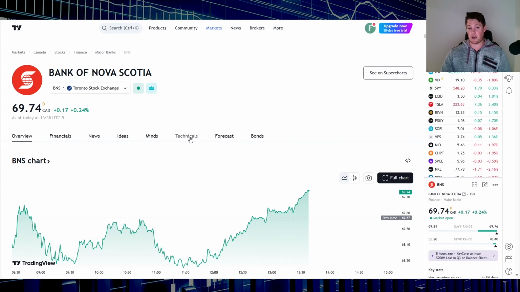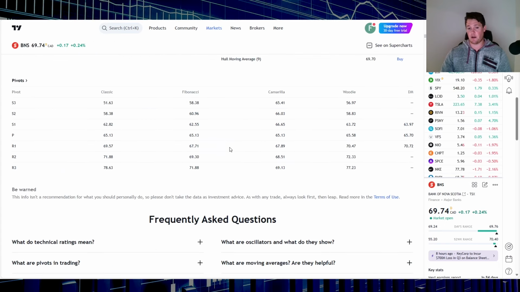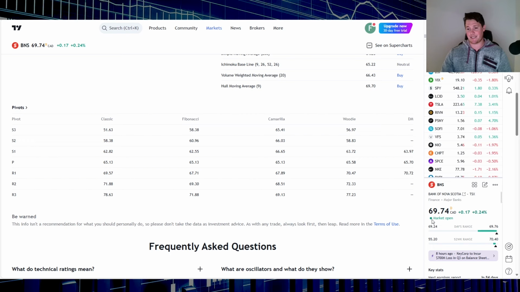In my opinion, a lot of the data points are looking very good and primed and ready for a nice continuation of a breakout. Right now, at $69 and change, it is trading between this R2 and this R3. In comparison to a lot of other brick and mortar banks, you see it's definitely outperforming them. So BNS has a whole new level of higher highs coming, in my opinion.